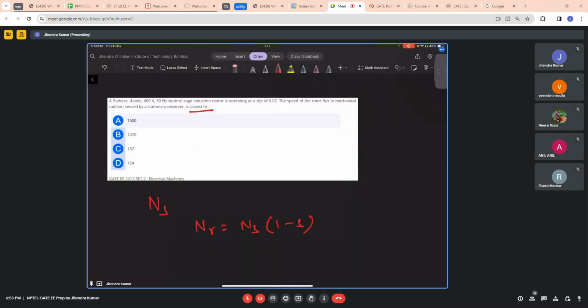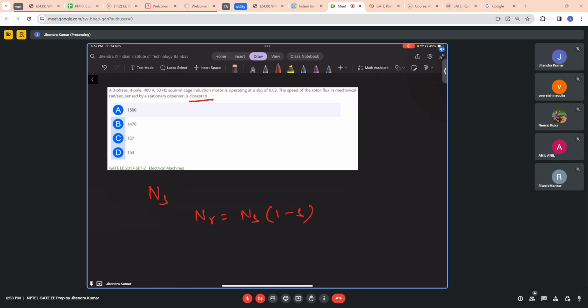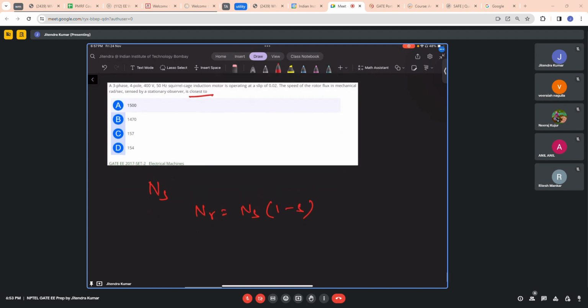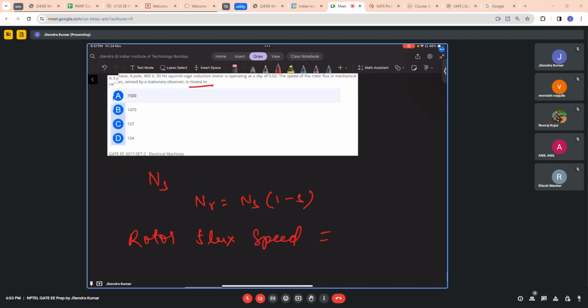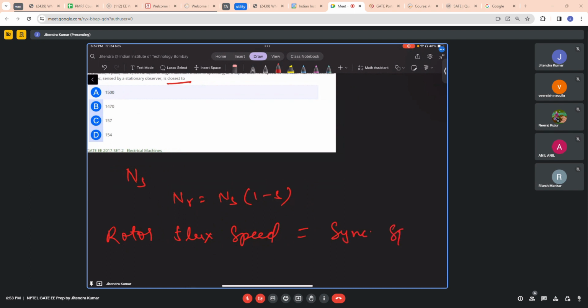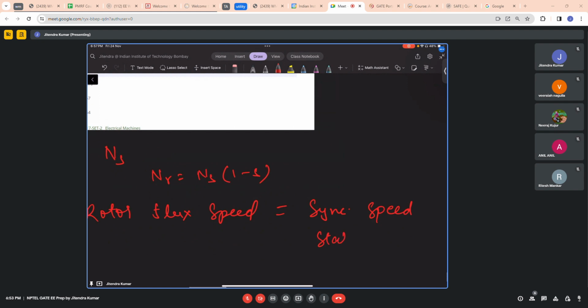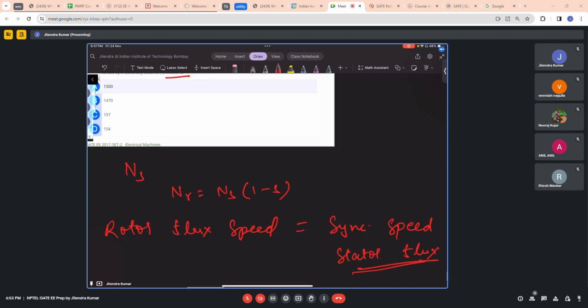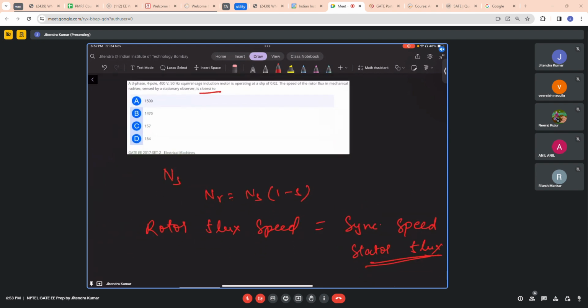Yeah. So the thing is, as I think Neeraj answered, to produce torque, the rotor flux should move at the same speed as the RMF, the rotating magnetic field, or the synchronous speed. So rotor flux speed should be equal to synchronous speed, and synchronous speed is what? A stator magnetic field, or rather it will be better to call it stator flux. Then only unified torque can be produced, right? So the speed of rotor flux should be equal to NS.